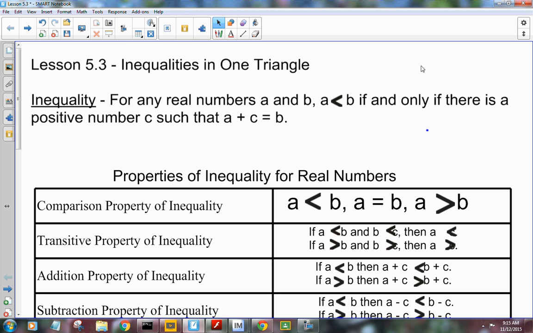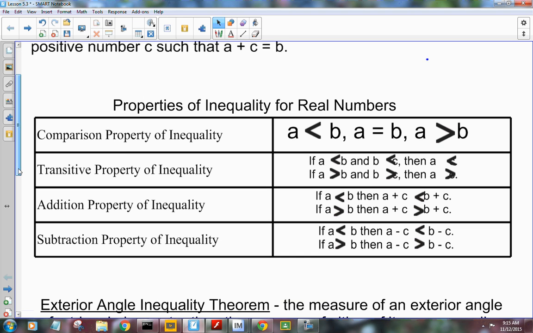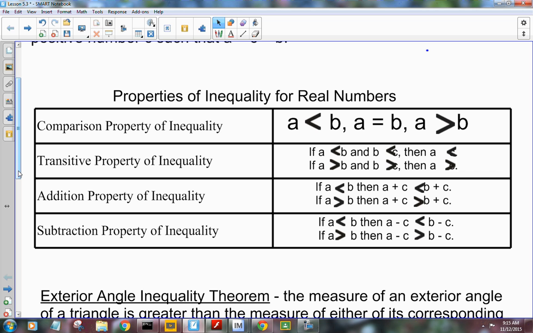You have these two numbers, one is less than another. There has to be some third number that you can add to the smaller one to make it equal to the larger one. That's really what an inequality is. Okay, and so some properties of inequality are the comparison property. One number is less than another, one number is equal to another, or one number is greater than another. They all have a relationship somehow.